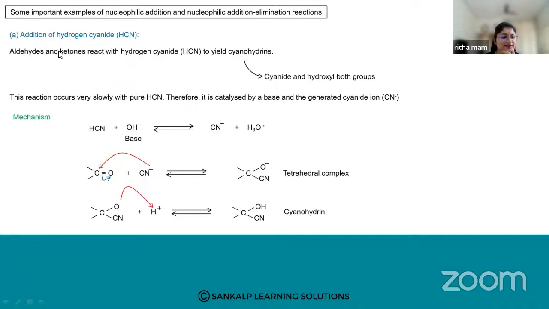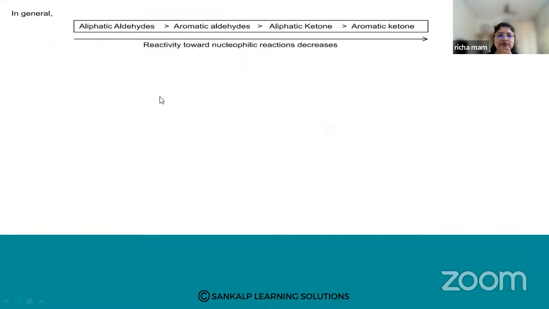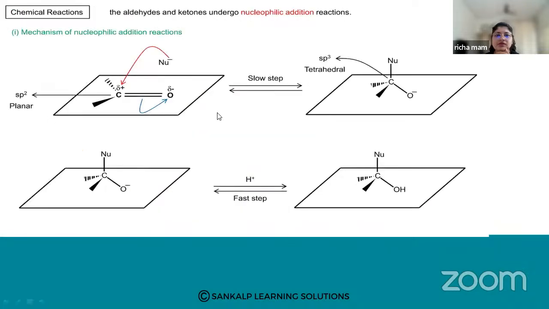So in the last class, we started with the nucleophilic addition reactions. The nucleophilic addition reaction of HCN, right? Aldehydes and ketones react with hydrogen cyanide to yield cyanohydrin. So these reactions we have seen. We have seen the mechanism also. The nucleophile will attack the sp2 hybridized carbon.